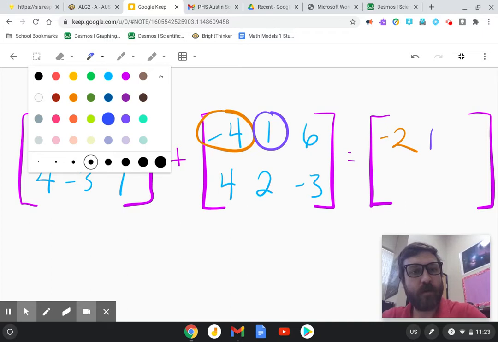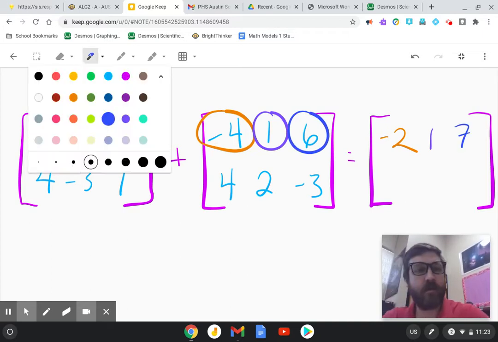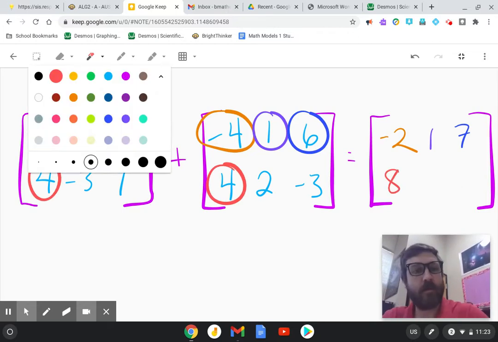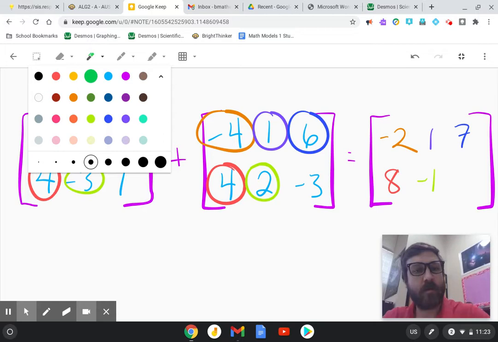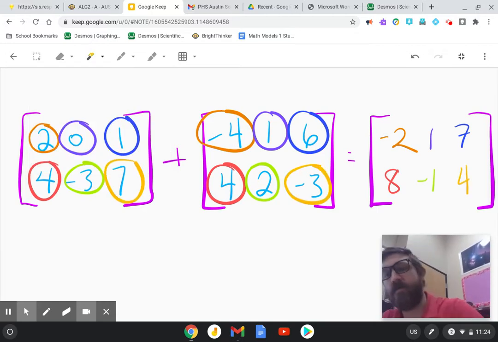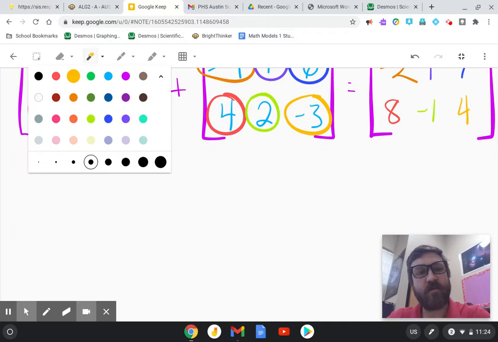Sorry, different color here. 1 and 6 make 7. 4 and 4 make 8. -3 and 2 make -1. And lastly, 7 and -3 make +4. So I'm just adding each corresponding element together to make the answer matrix. So again, they have to be the same dimensions, and then you're simply adding each element that is in the same place. The same is true of subtraction.